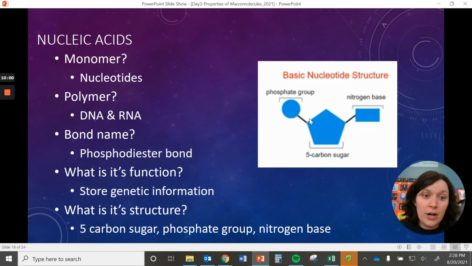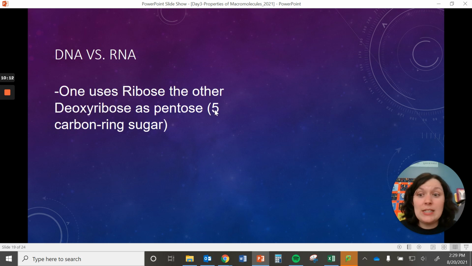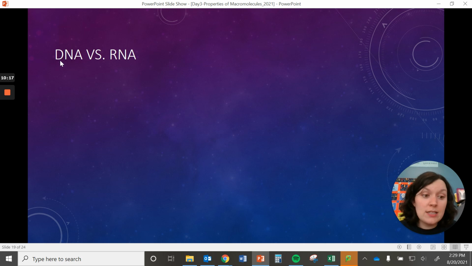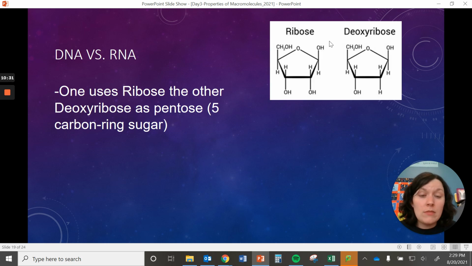So it actually is made of part of our carbohydrates, right? It's got a sugar in it, but it also has this phosphate group and a nitrogen base. Okay, DNA versus RNA. There's a couple differences. You might remember that DNA stands for deoxyribonucleic acid and RNA is ribonucleic acid. So the sugar is actually different in either of them. One uses ribose and the other uses deoxyribose, and they're both 5-carbon sugars. And so one is our ribose and one is our deoxyribose.